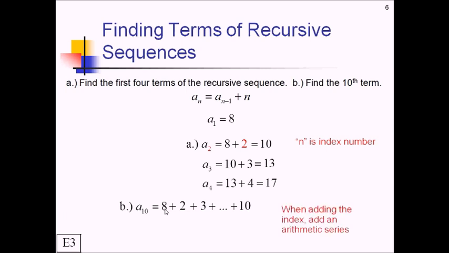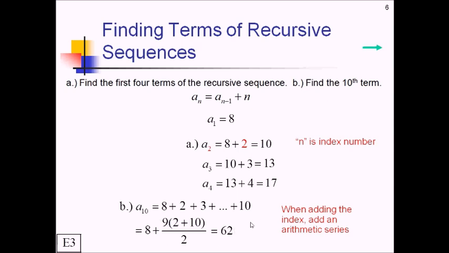So we've really got 8 plus, if we're adding an arithmetic series, 2 plus 10 over 2, all that times 9, because there's 9 more terms that we need here. So that's going to be, let's see, 12 over 2 is 6, times 9 is 54, plus 8 gives us 62.